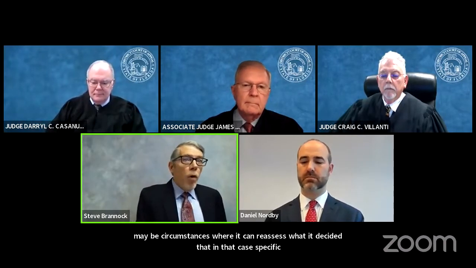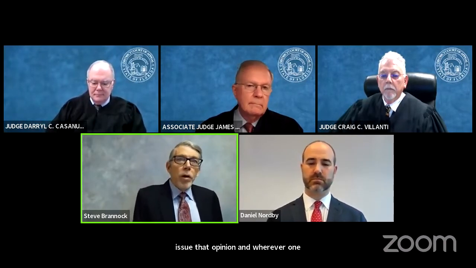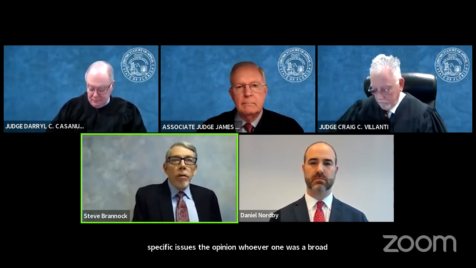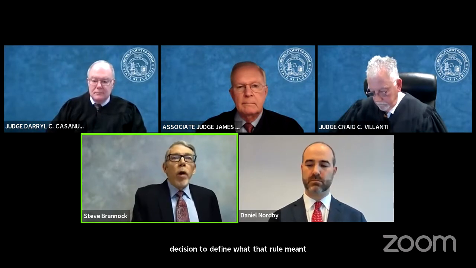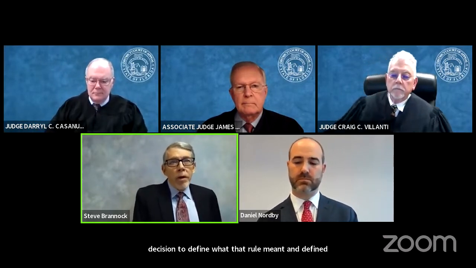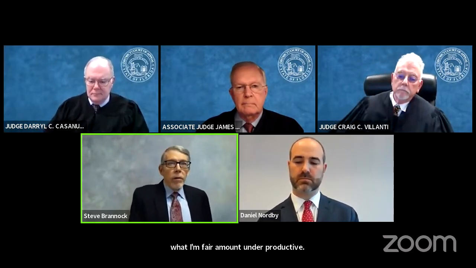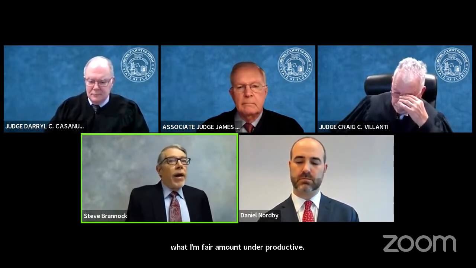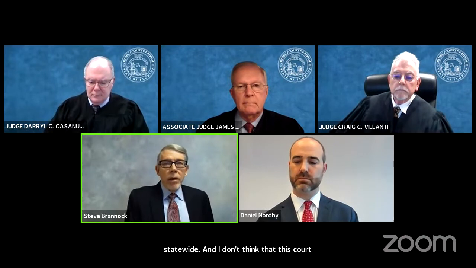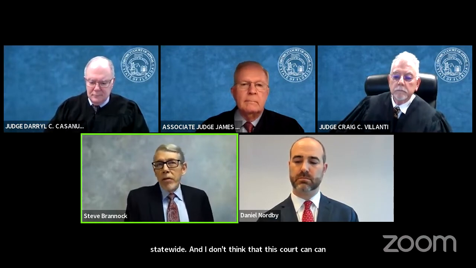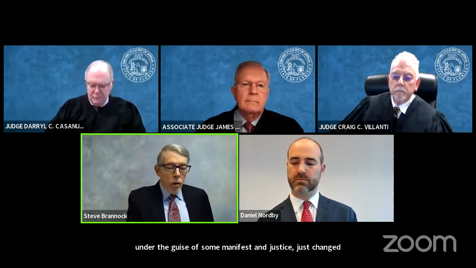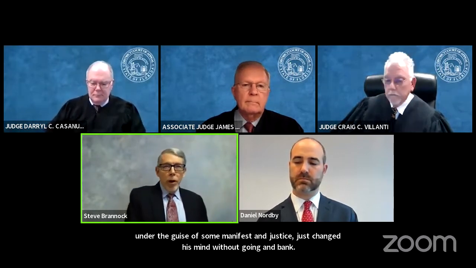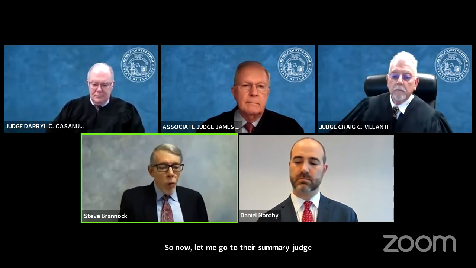The opinion in Weber 1 was not a case-specific issue. The opinion in Weber 1 was a broad decision that defined what that rule meant and defined what unfair meant under Fidupta. That's a ruling that, of course, impacts people statewide. And I don't think that this court can, under the guise of some manifest injustice, just change its mind without going in bank. So now, let me go to their summary judgment argument, because I think that they're even weaker here.